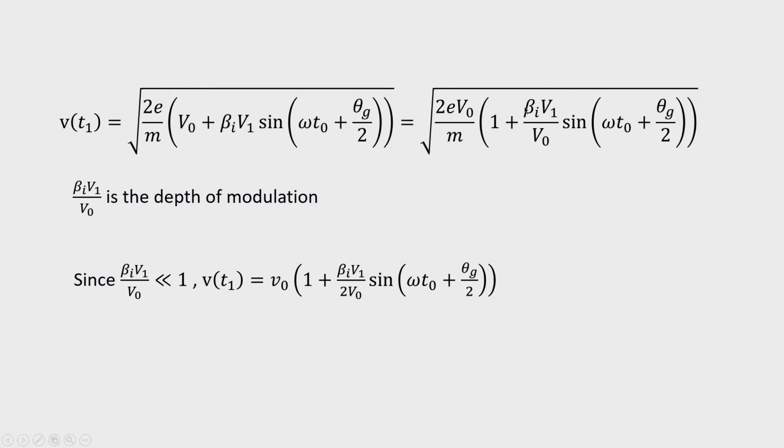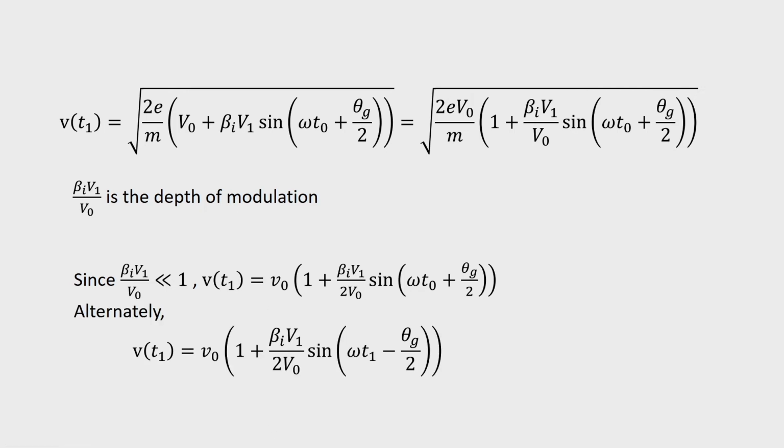And here we can do a Taylor series expansion. So, this is approximately v naught 1 plus beta i v 1 by 2 v naught. This half is coming from this square root, sin omega t naught plus theta g by 2. So, now we find that the velocity v at t 1 is having a modulation, and if we write everything in terms of t 1, then we can write v at t 1 is equal to v naught 1 plus beta i v 1 divided by 2 v naught sin omega t 1 minus theta g by 2.